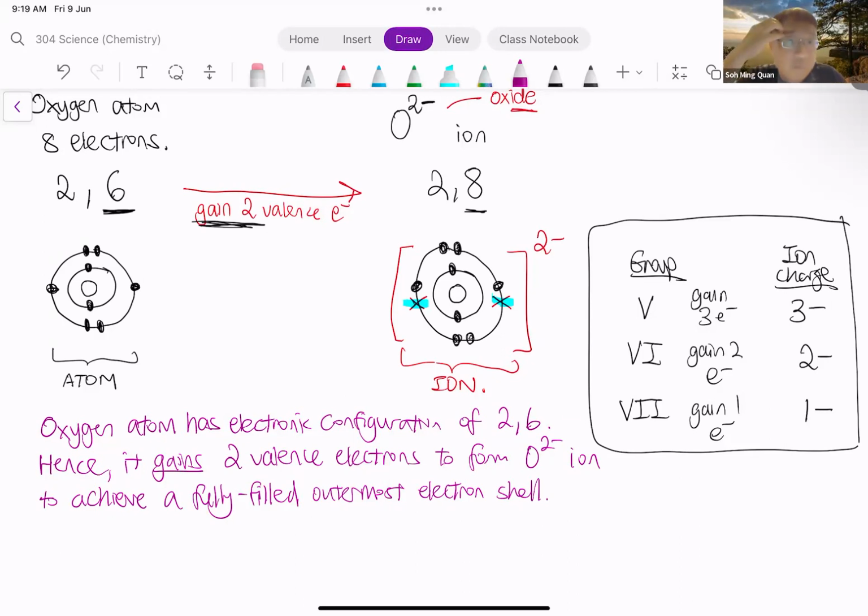And that allows us to begin visualizing reactions. That's how oxygen will react with metals. Because metals will lose the electron, oxygen will gain the electron. So we can say that the metal transfers the electron to the non-metal, right?